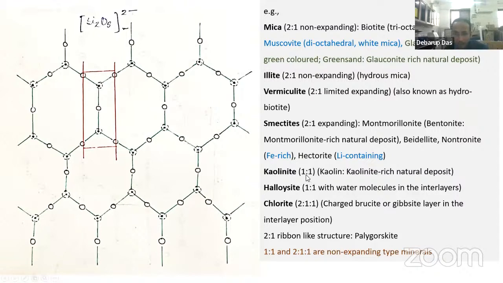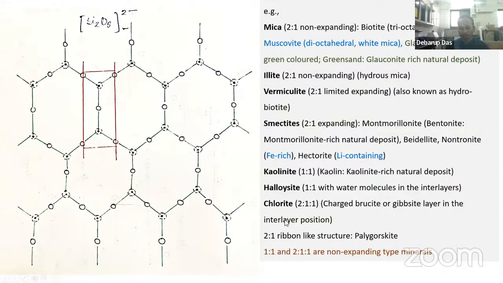Kaolinite, 1:1. All the 1:1 and 2:1 are non-expanding type minerals, except the expanding ones. So kaolinite, 1:1. Kaolin is kaolinite rich natural deposit. Halloysite is 1:1 with water molecules in the interlayers, one molecular layer thick.